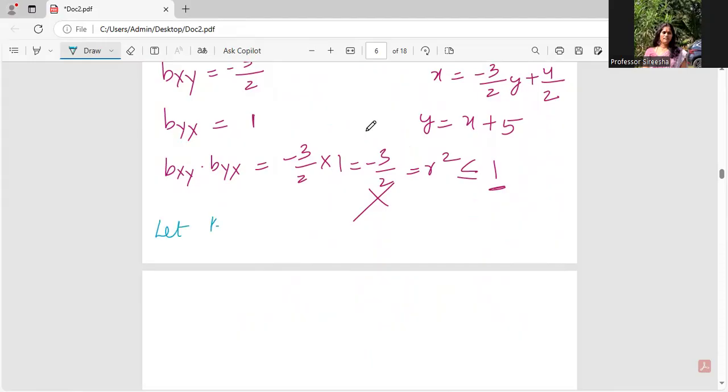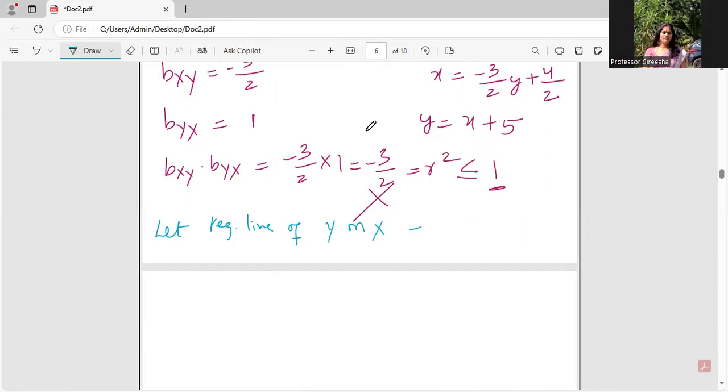Let the first equation be the regression line of y on x. What should I be taking? 3y is equal to minus 2x plus 4, so y is equal to minus 2 by 3 x plus 4 by 3. The second one is x on y.